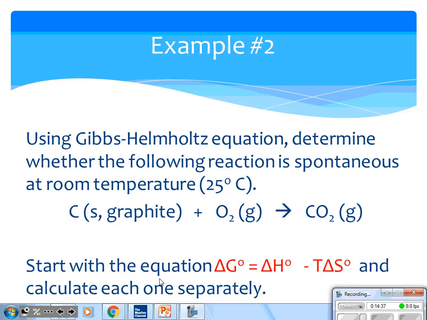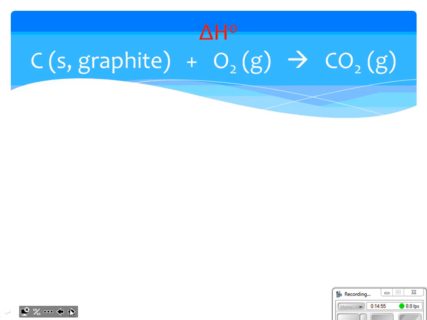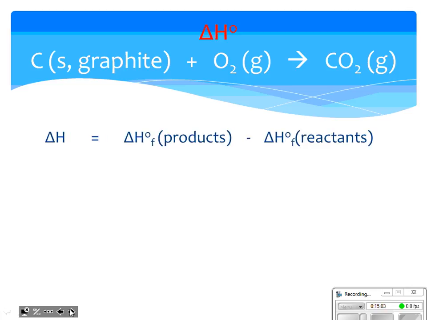So what I am going to do is I am going to calculate each one of those separately. So I'm going to calculate the enthalpy, I'm going to calculate the temperature, and I'm going to calculate the entropy. So how I do it is I just separate them into each individual one. So if I have the enthalpy, I know that it's products minus reactants. So I'm going to go through and look at my enthalpies. I'm going to write them up here, my values to start with.